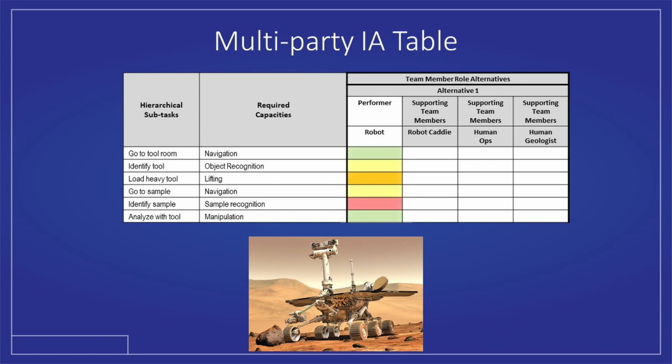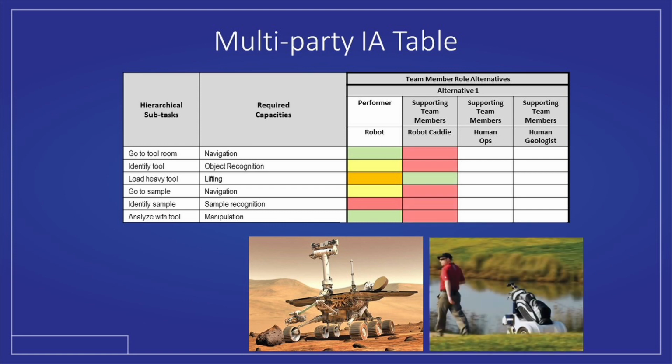So let's start by assessing the rover's capacity to do the task work. We see some uncertainty with both recognition and navigation. We also see the robot cannot lift the heavy tool itself, but it can contribute to carrying. Thus it's orange. Finally, we can see that although the robot can recognize its tools, it cannot recognize a particular sample it's trying to analyze.